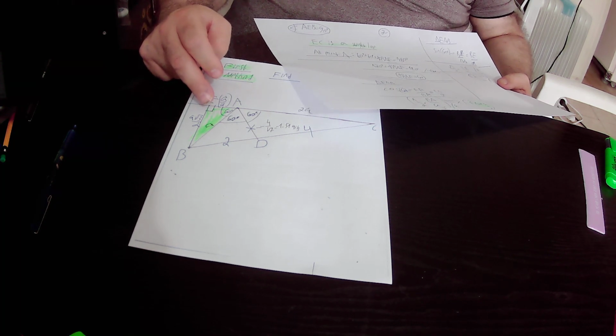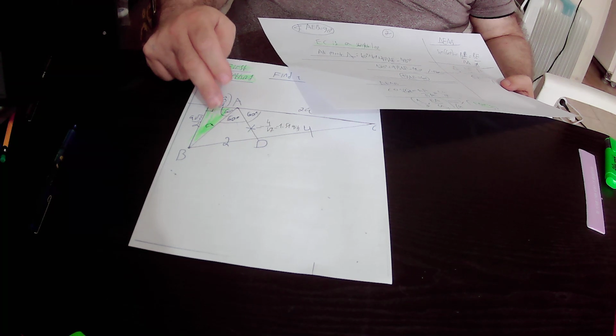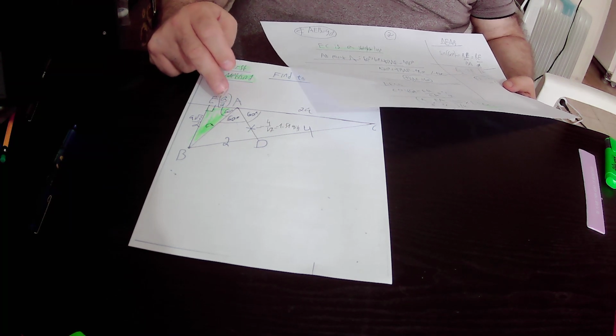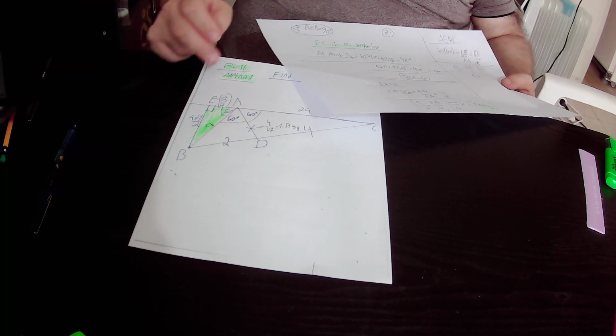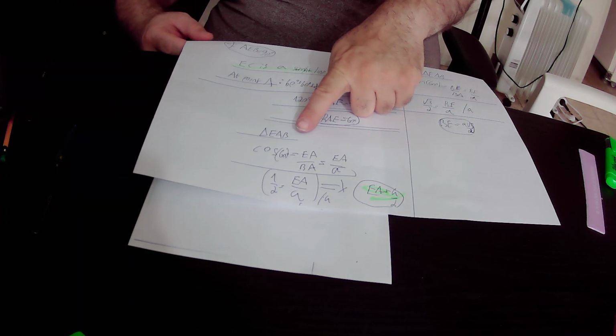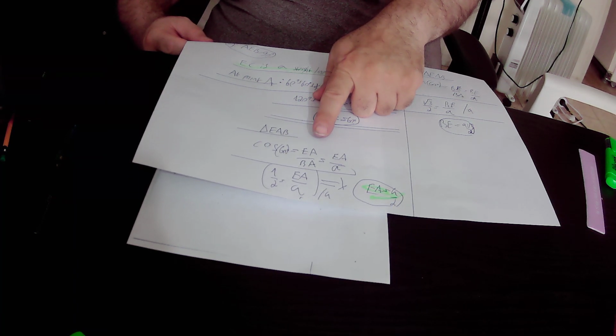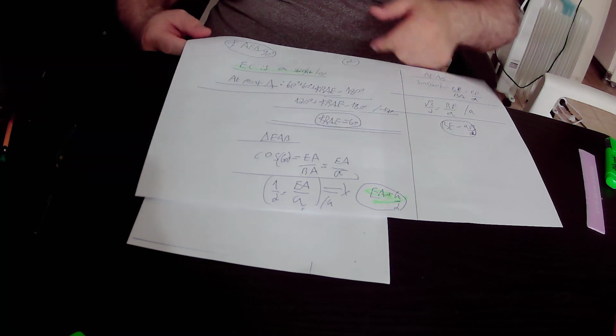Then we focus on the right green triangle, triangle EAB. In this green right triangle, we know that cosine 60 degrees equals EA over BA. So it is EA over BA.